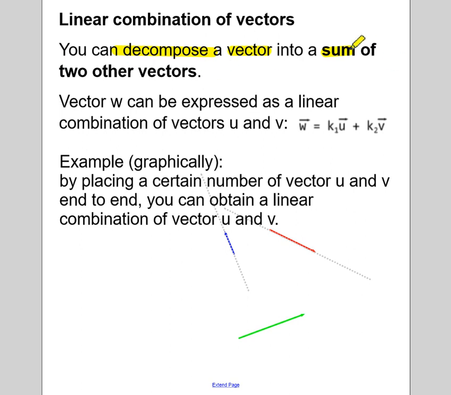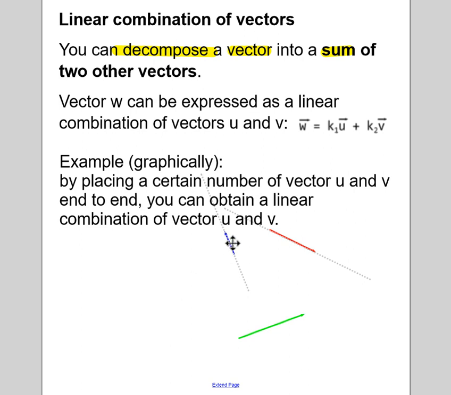And you remember when we do the sum, we go from tip to tail. So if you want to look at this example here, down here, you see that we can express vector W as a certain number of times U plus a certain number of times V. Let's look at what it's going to look like in our picture. So by placing a certain number of vector u and v end to end, you can obtain a linear combination of vector u and v.